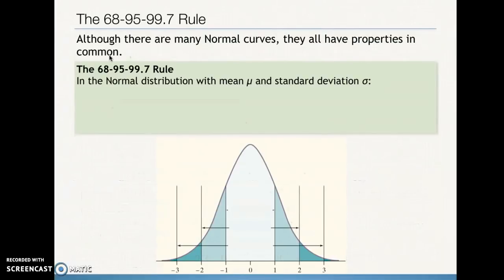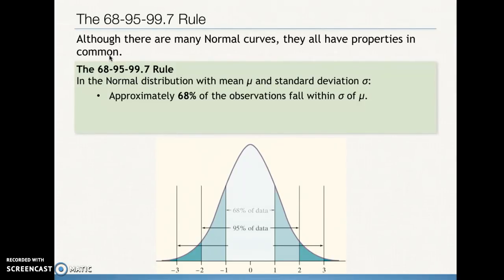There's something called the 68, 95, 99.7 rule that students who have taken AP Psychology have learned about, and it basically says how much of the data is how close to the mean. So the 68 stands for 68%, and 68% of the data in a distribution, if it falls under a normal probability distribution, is within one standard deviation of the mean. That's on the left and on the right. So it's mu minus sigma on the left and mu plus sigma on the right.